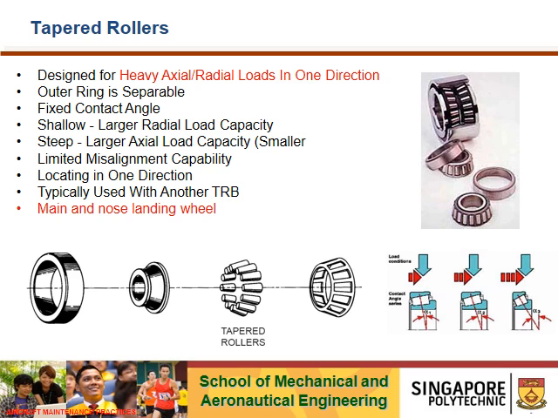Tapered rollers. They are designed for heavy axial or radial loads in one direction. Most of the time, taper rollers are found in the main and nose landing gear.